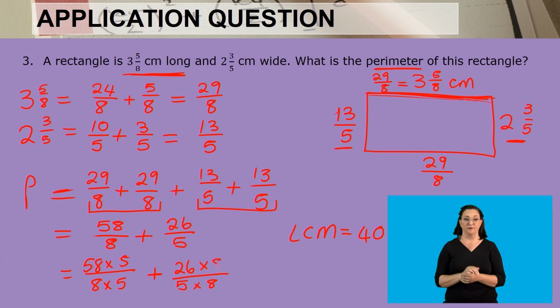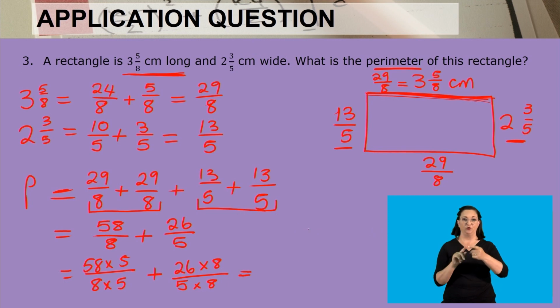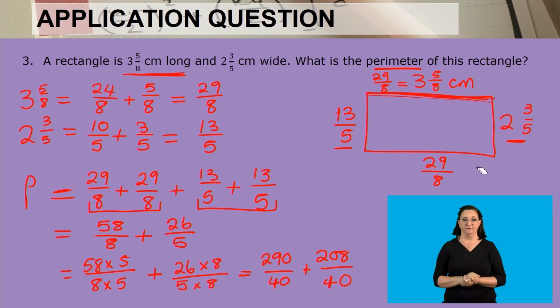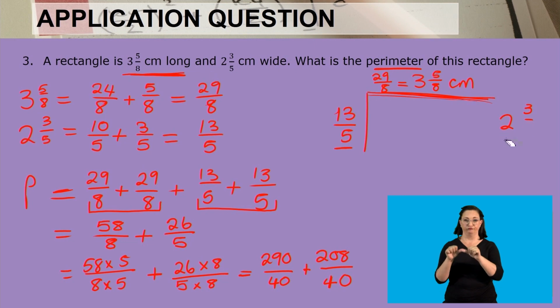And what I do with the denominator, I need to do with the numerator. So what does this fraction become? It will become 290 divided by 40 plus 208 divided by 40. Let's continue there at the top because we've run out of space here.